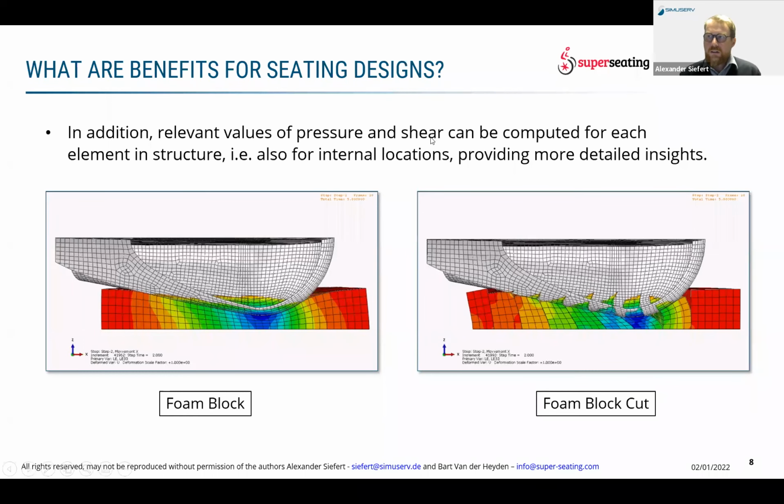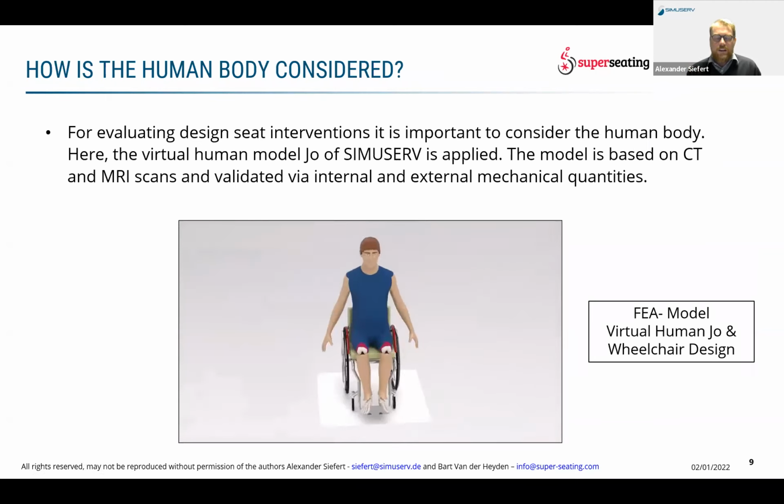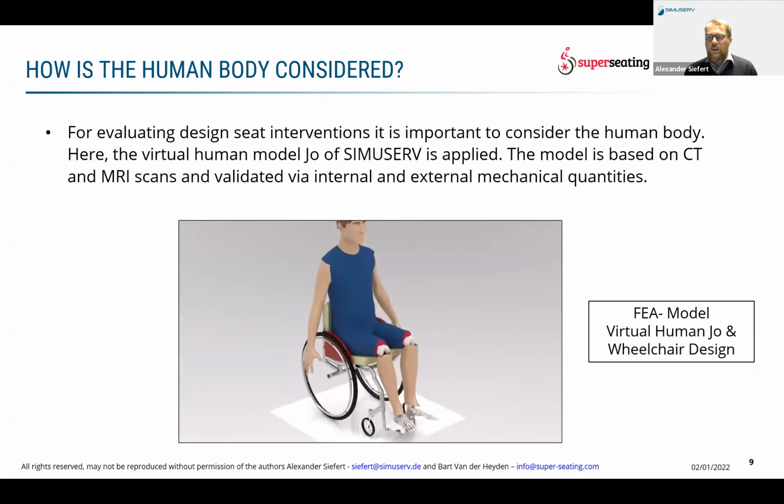So this is now giving a general introduction, now giving more details. Okay, we want to talk about seating interventions. Seating interventions, just looking at a rigid test indenter is not enough. We have to take into account the human body.